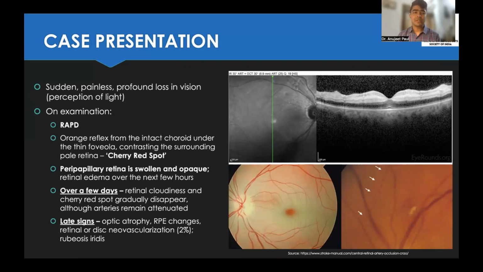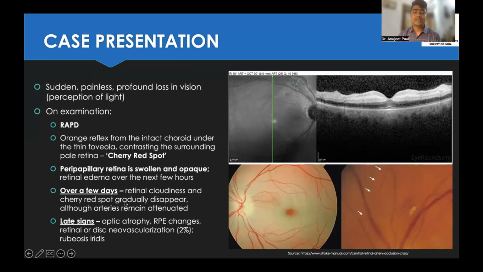On examination of these patients, we can see a relative afferent pupillary defect. The orange reflex from the intact choroid under the thin foveola contrasts against a pale retina, which is called a cherry red spot. It is there in the figure below. A peripapillary swollen retina, which is opaque due to retinal edema over the next few hours, can be seen on the OCT on the right-hand side.